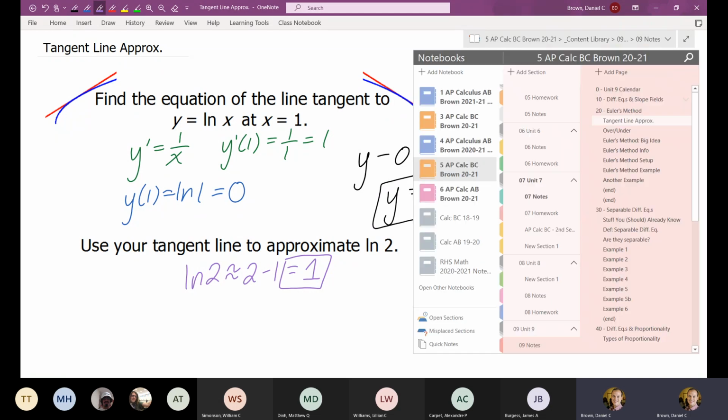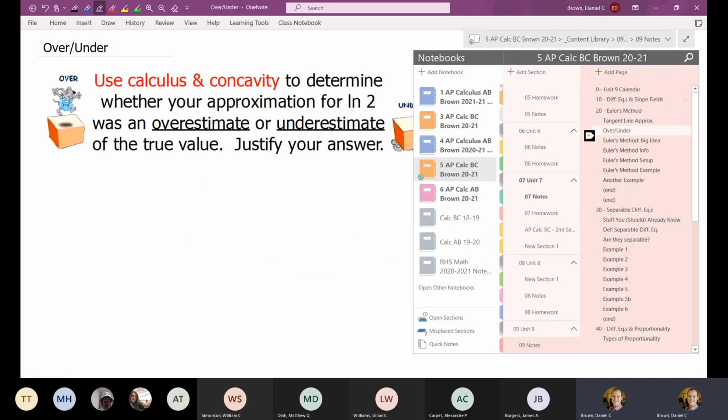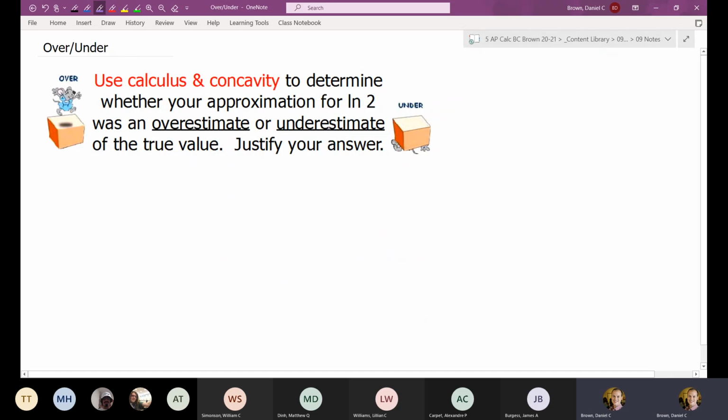Other things we often want to do with approximations, again, we talked about this yesterday as well. When you find an approximation, we often want to know if that approximation is over or under the actual value. And how do we determine whether an approximation is over or under? We think about the concavity of the graph and how it would be bending and moving away from a tangent line.